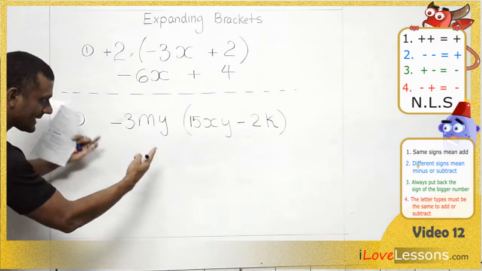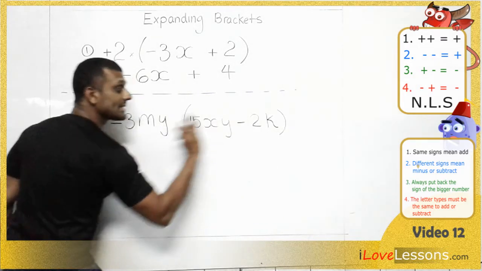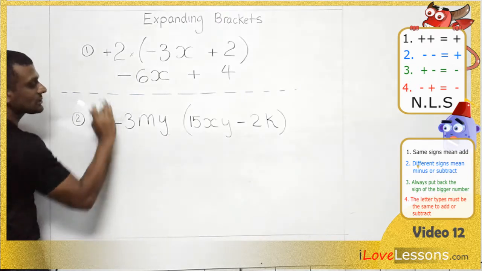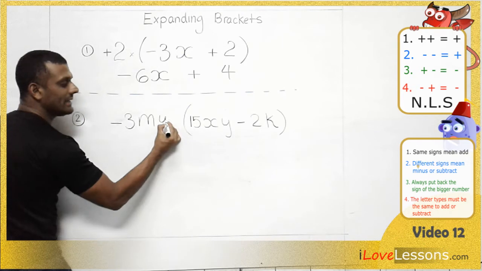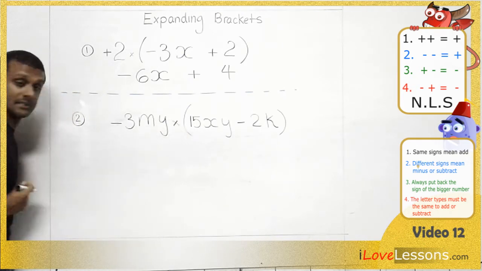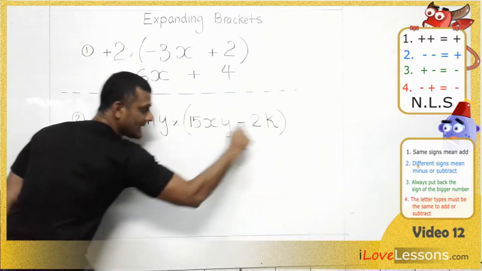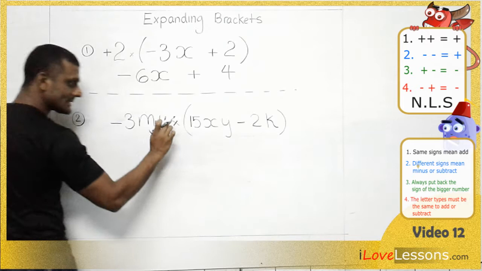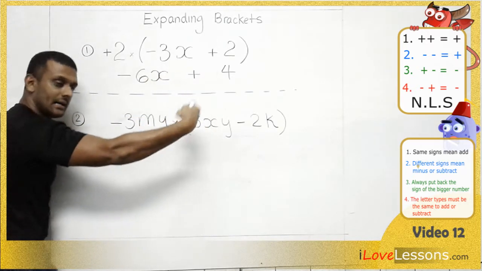Let's try this guy, question 2. You notice you have brackets again, and we don't have anything simple outside like in the last question. Instead, we have minus 3my. Between here and here, there's a secret multiply. This means all the items inside here get multiplied by the item outside. Since it's a multiplication question, we can use the N, the L, and the S.